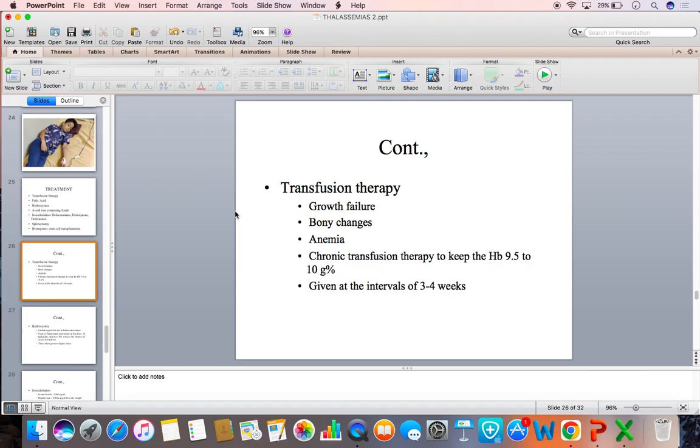Then what are the benefits of transfusion therapy? With regular blood transfusions, there is improvement with regard to growth. There are fewer chances of bony changes and bony deformities. There is a correction of anemia. And scheduled transfusions are given at 3 to 4 weeks intervals in order to maintain the hemoglobin content between 9.5 to 10 grams per cent.